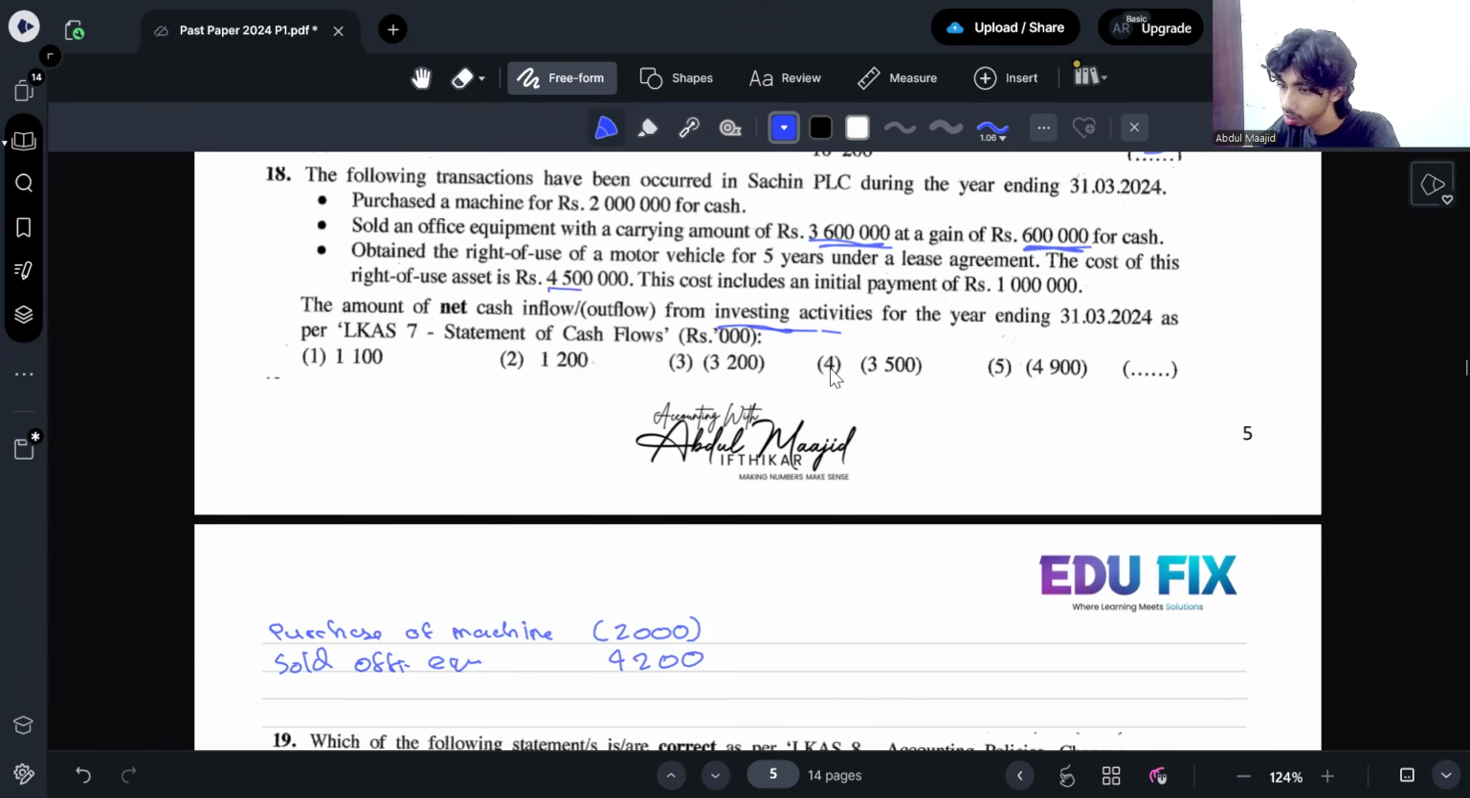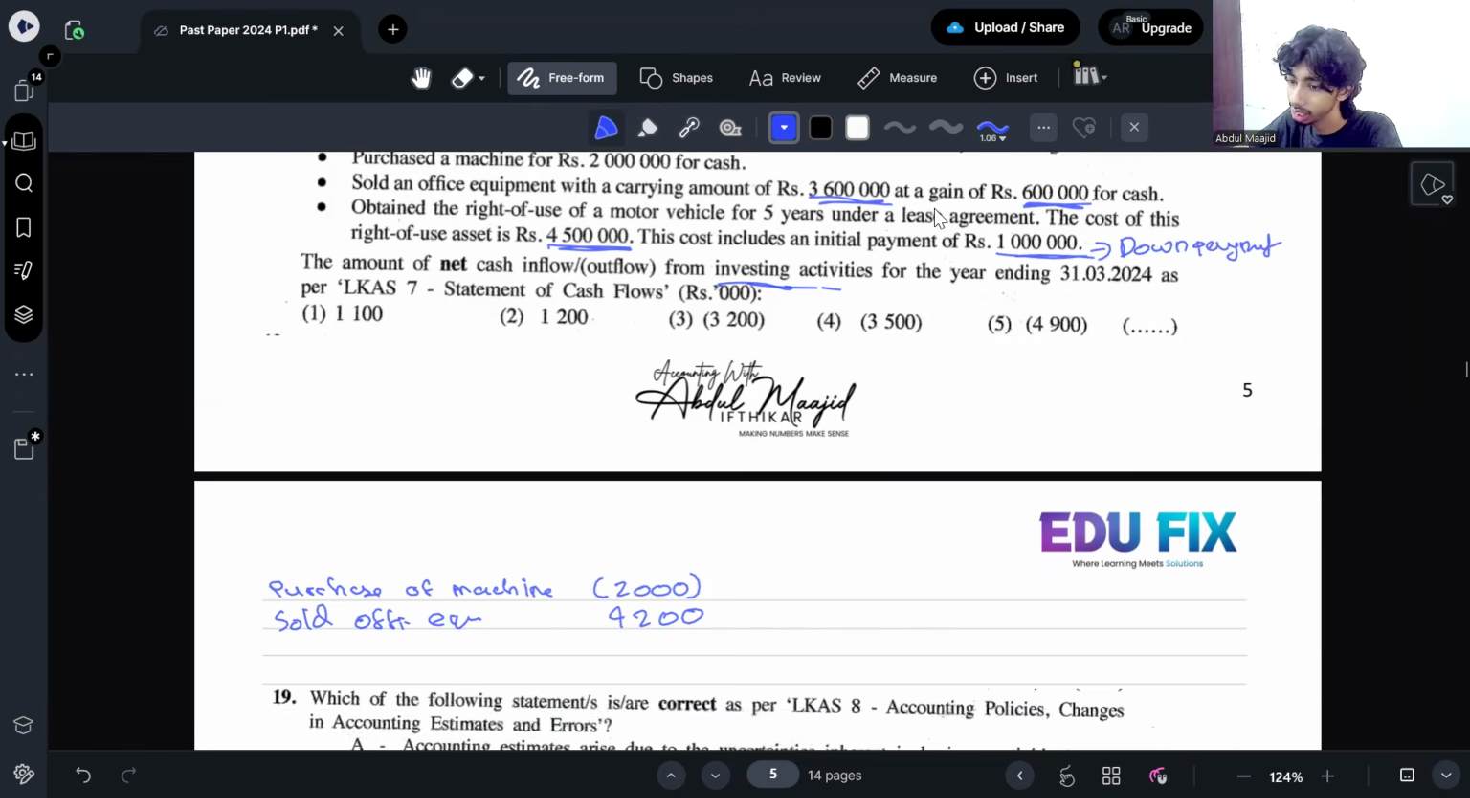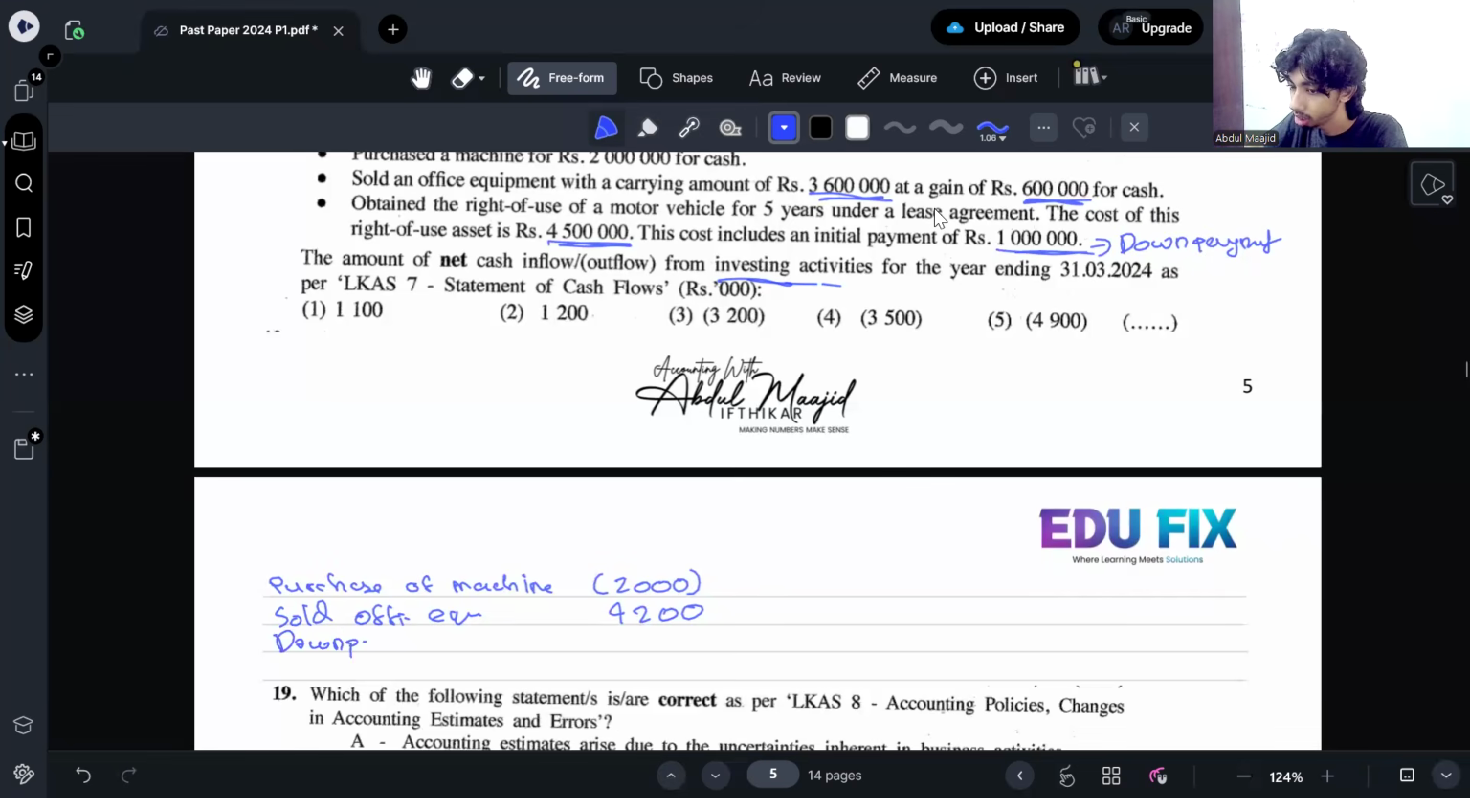The cost of the right of use asset is 4,500,000. This cost includes initial payment of 1 million. So initial payment means the down payment. The down payment in a lease is an investing activity. Down payment 1,000. Then you will get your net cash flow from investing activity. That will be 1,200. Answer number 2.